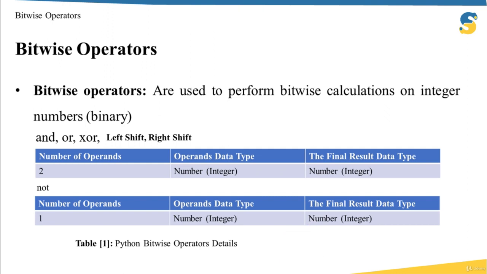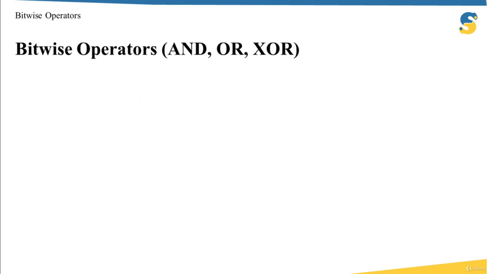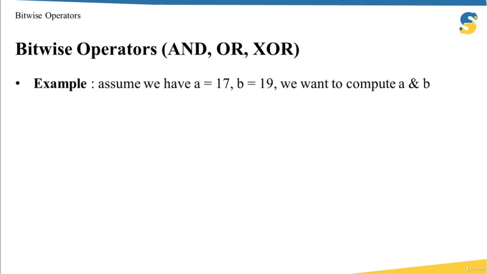It's highly probable that most of you are not familiar with these operators, so I'm going to explain them in detail. Let's start talking about AND or XOR. I have an example. Let me assume that I have A equal to 17, B equal to 19, and I want to calculate A AND B.